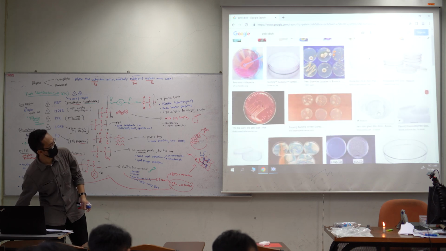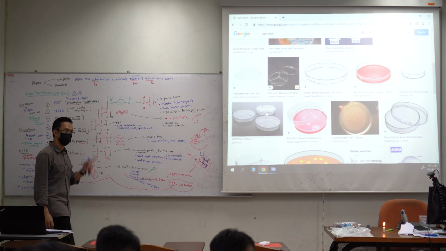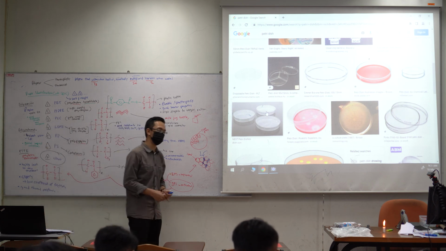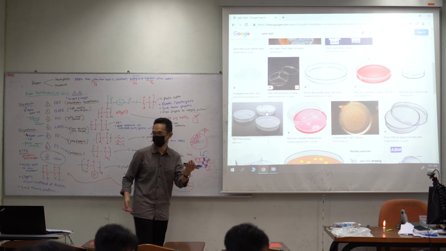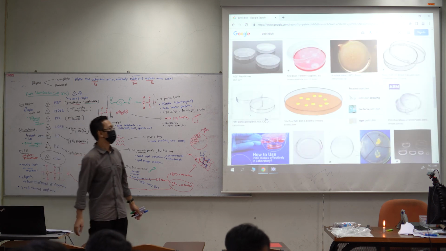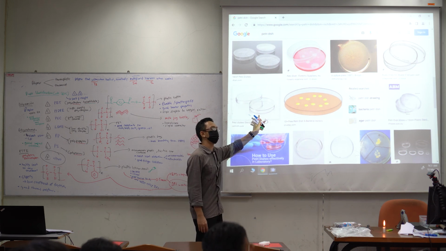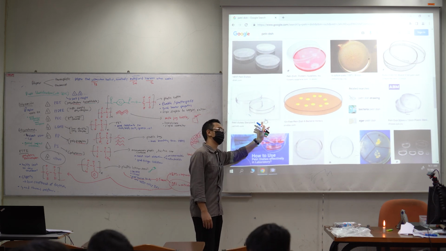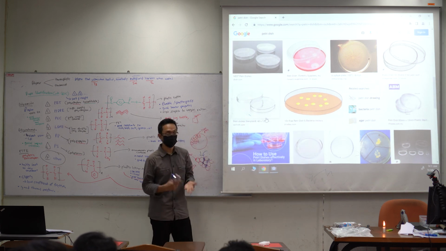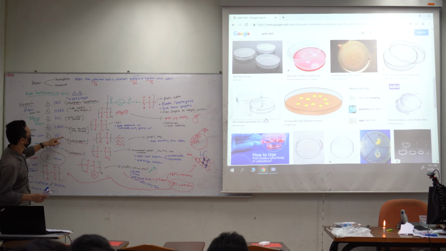This plastic petri dish, if you want to buy it for your research, when you do a final year project, or let's say you go into the research field later on, there are many materials used to make the petri dish. Some petri dishes are made from polypropylene, but most are made from polystyrene.